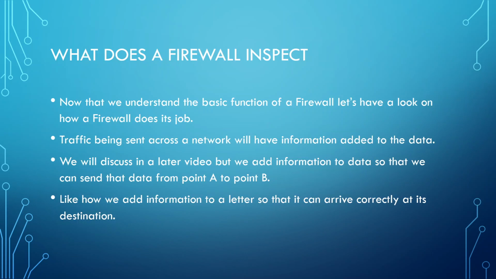So what does a firewall inspect? Now, we understand the basic function of a firewall, essentially just a shield that protects your network from the bad things unless the good things go through. So traffic being sent across the network will have information added to that data. So like I said before, think of the data as a letter. You write, let's say a letter, you put it into an envelope, and then you put data or information on the envelope so that letter can get from point A to point B. Essentially, that's what we do when a computer sends data. It takes that data, it puts information on that data so it can get from point A to point B.